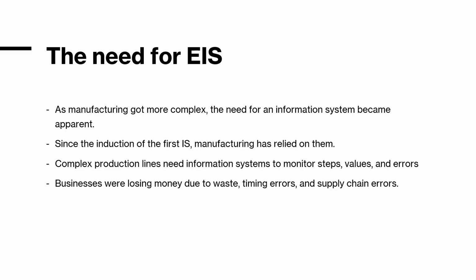So the need for EIS. As manufacturing got more complex, there was a need for information systems because there were more processes happening at the same time. And obviously, you can only have one worker looking at realistically one physical thing at a time on a process. So these information systems were needed to monitor multiple aspects of a process on one screen. And that's what allowed the operator to keep eyes on all different aspects of the process, not just one.